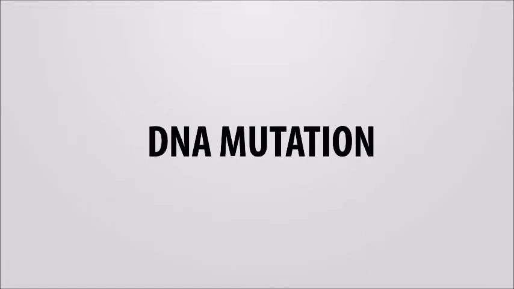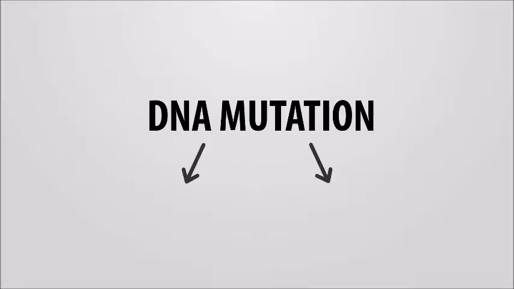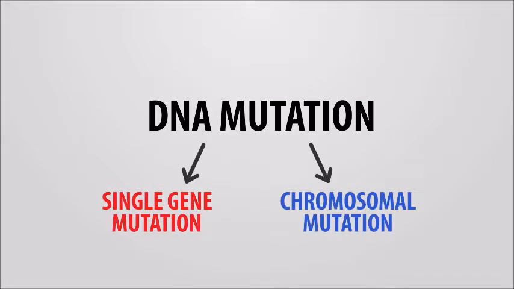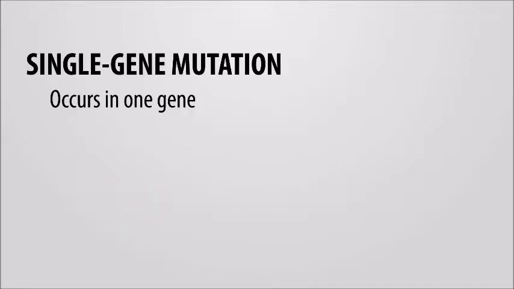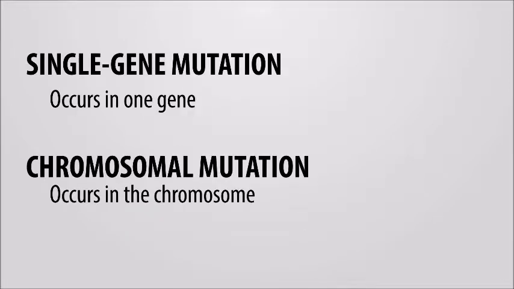DNA mutation is a permanent change in the nucleotide sequence of a cell's DNA. Mutations can affect our protein synthesis. There are two categories of mutation: single gene mutation and chromosomal mutation. Single gene mutation is a mutation that occurs in one gene, while chromosomal mutation occurs in the chromosome.